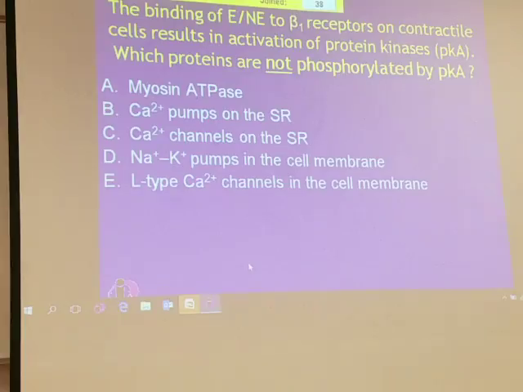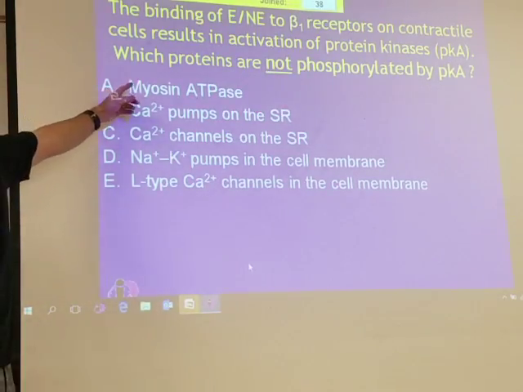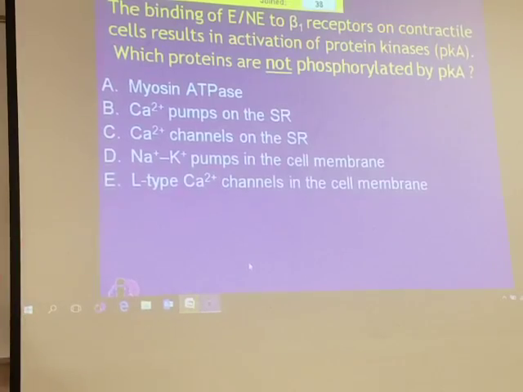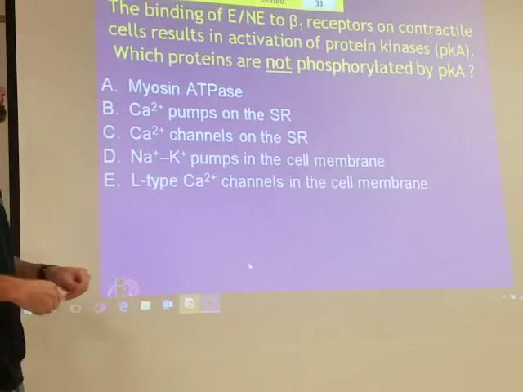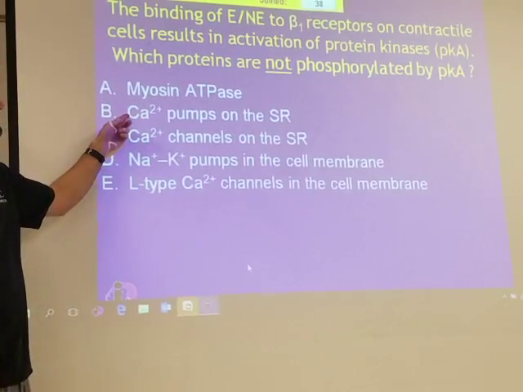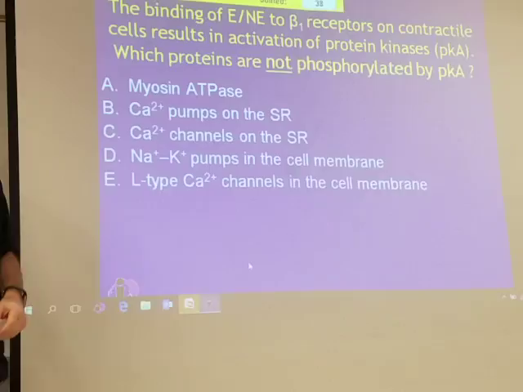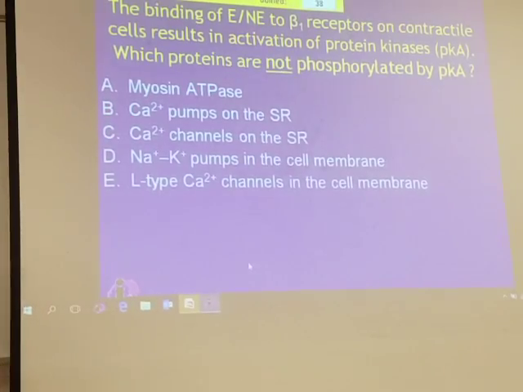So what's the consequence of phosphorylating myosin ATPase? Faster cross-bridge cycling, so a faster contraction. Right, you're squeezing on that blood at a higher velocity. Consequence of phosphorylating calcium pumps on the SR. Faster relaxation.